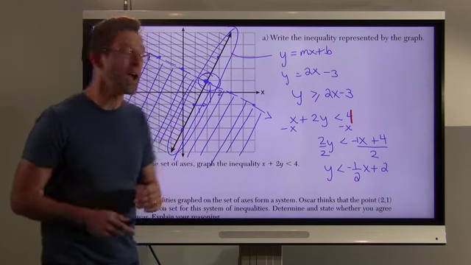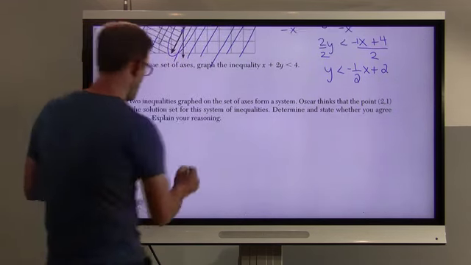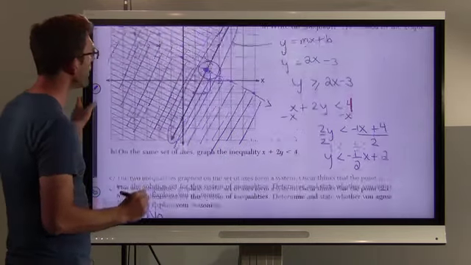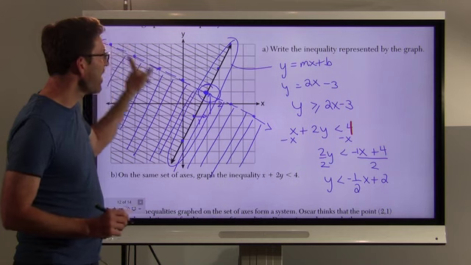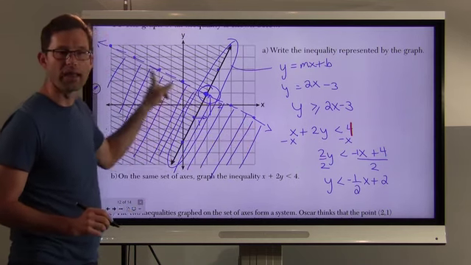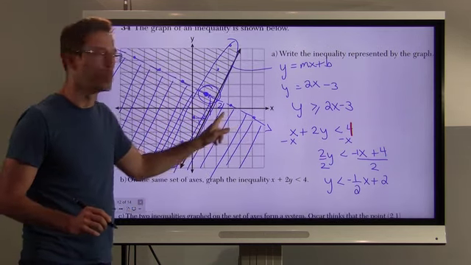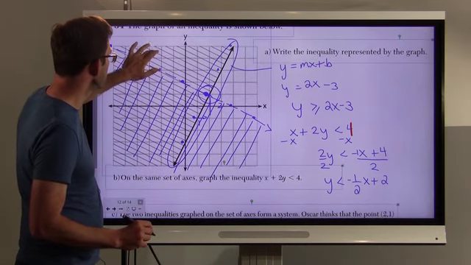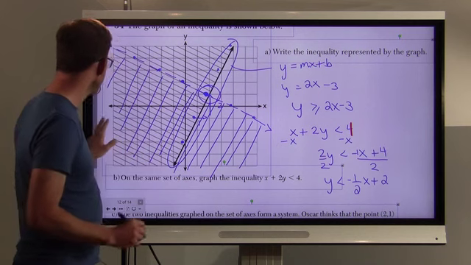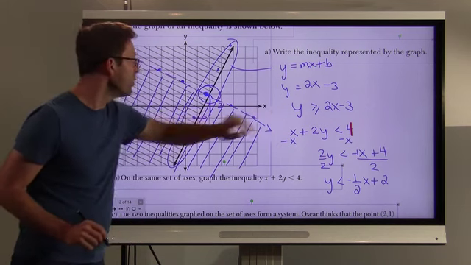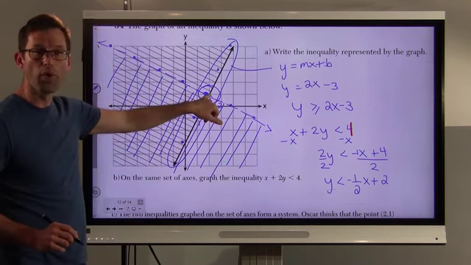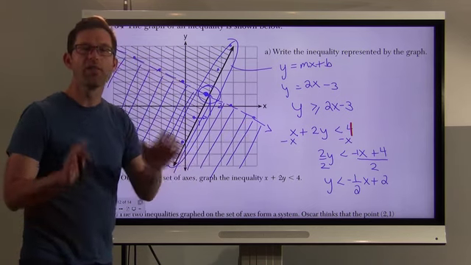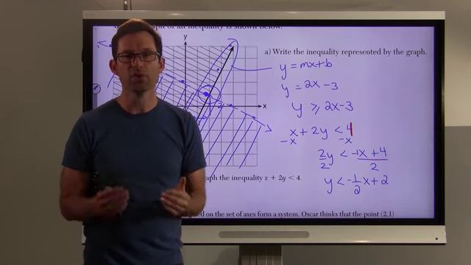Well, the plain fact is no. And the reason that the answer is no is because that point lies on this dashed line. If that line had been solid, then it would have been fine. Then that point would have been in the solution set. But because it lies on that dashed line, the dashed line is not in the solution set.